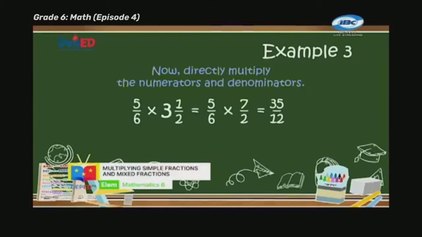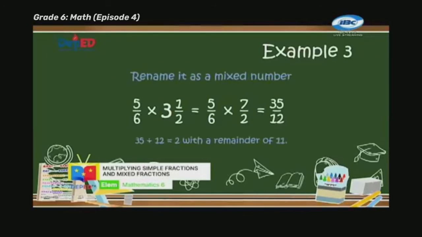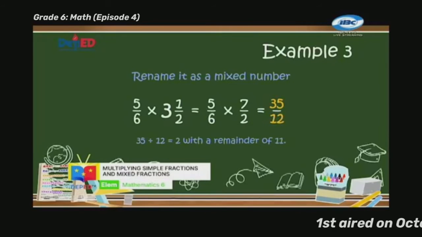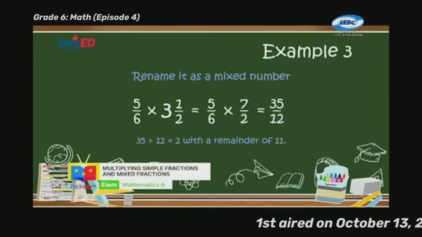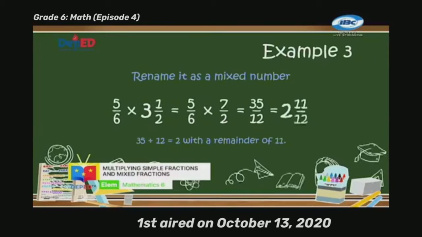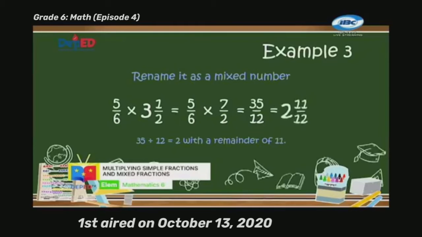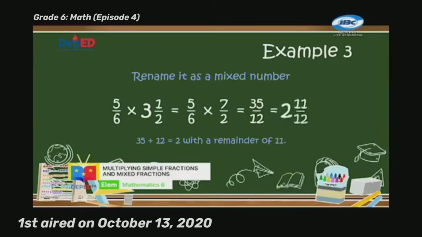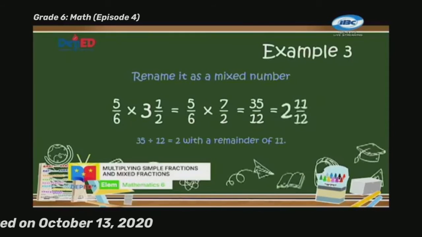Is it already the lowest term? Not necessarily, because we could rename it as a mixed number. 35 divided by 12 equals 2, with a remainder of 11. Therefore, the final answer is 2 and 11 twelfths.